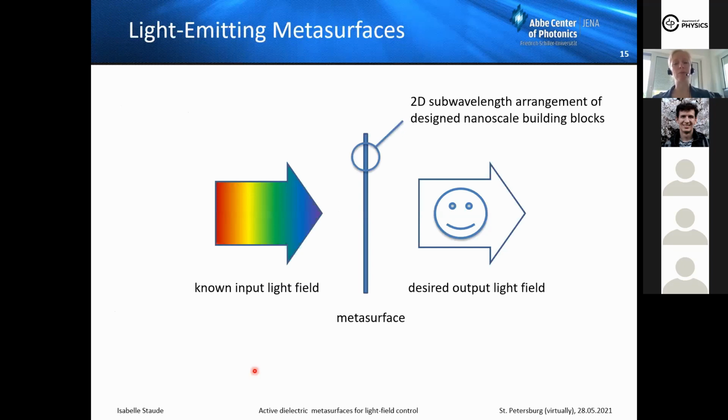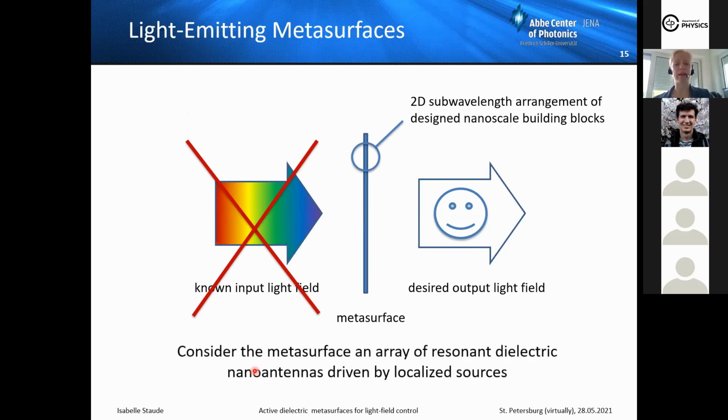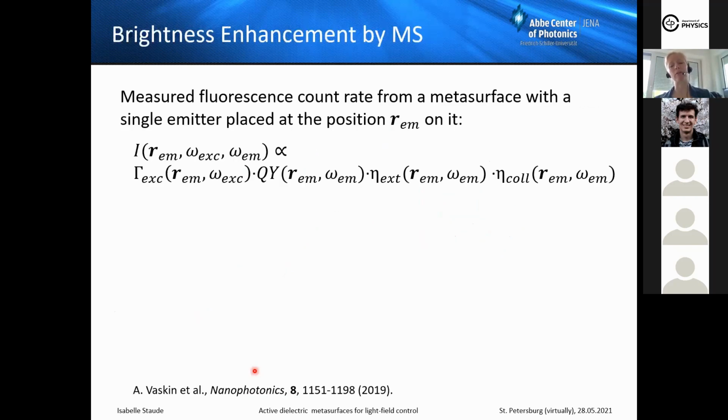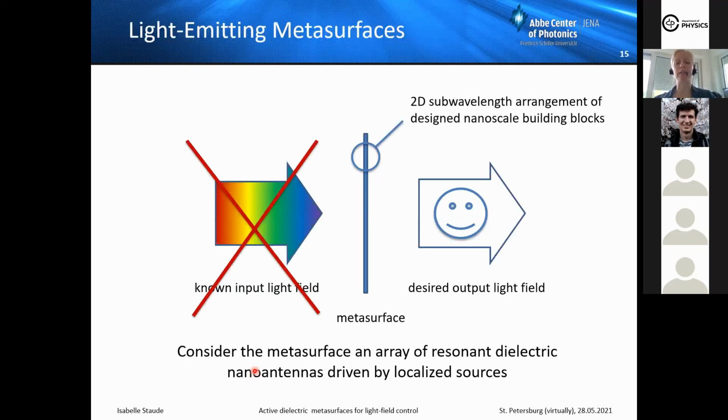I've shown this cartoon here before, and for the light emitting metasurfaces, the idea is now basically to get rid of this known input light field and consider the metasurface itself as a flat source of tailored light fields. And for this, we consider the metasurface as an array of resonant dielectric nanoantennas that are driven by localized sources. So the challenge is to integrate the nano emitters into the metasurface architecture, and hybridizing them with 2D materials is a way to do this, as I will show.